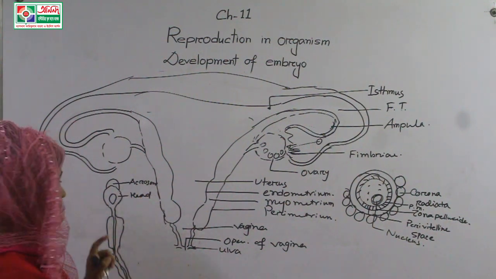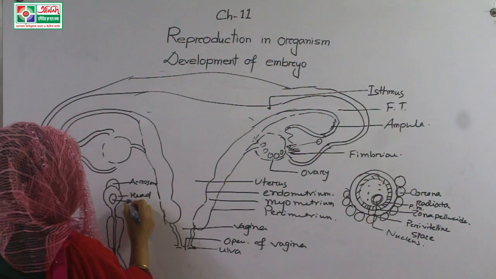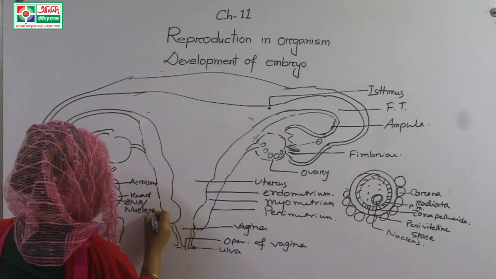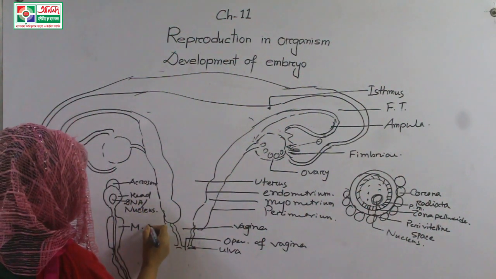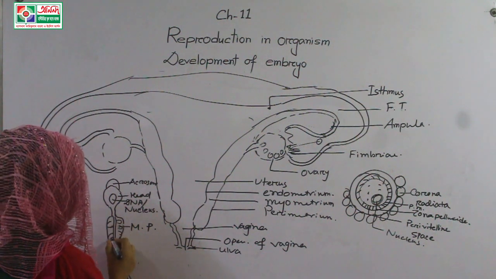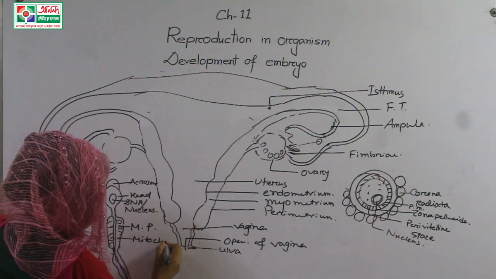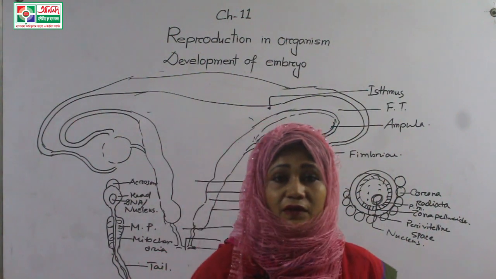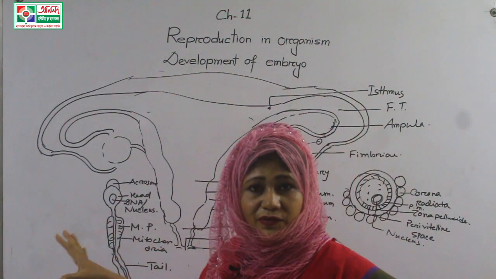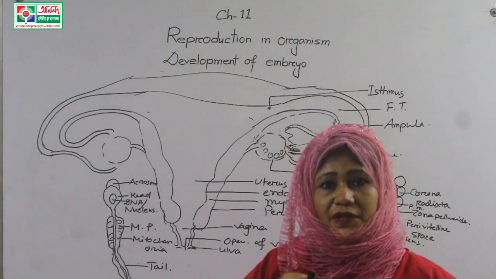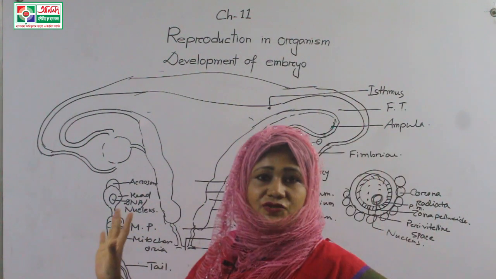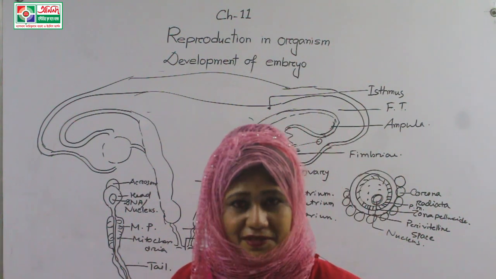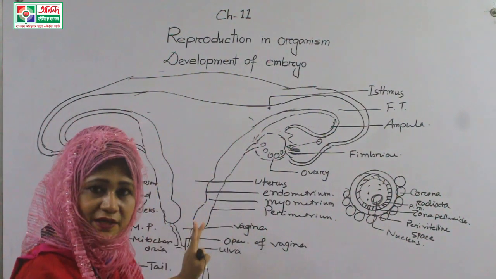This is the head of the sperm, and this is DNA or nucleus, whatever you say. Both are correct. This is the middle piece, and these are the mitochondria, lots of mitochondria. And this is the tail. So these three structures are related with the development of the embryo. You should know them; without knowing this, you will not understand embryogenesis properly. Students, is it clear to you?